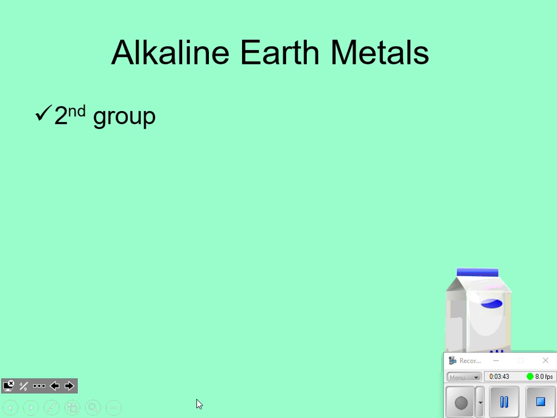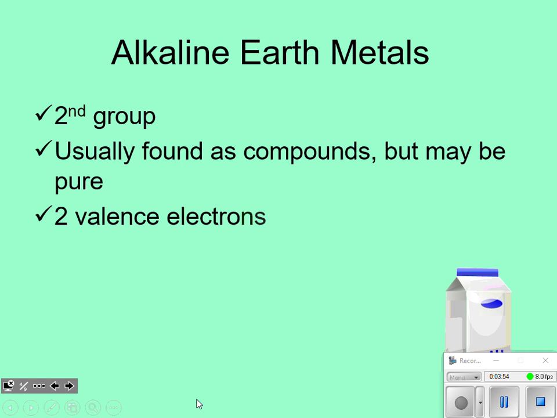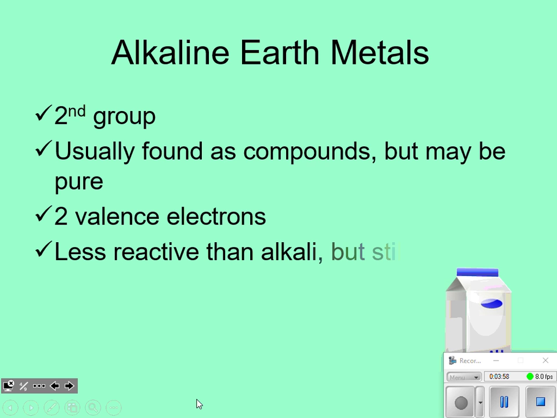Second column of the periodic table is the alkaline earth metals. They're also fairly reactive, so they're found as compounds in nature, but sometimes they're pure. They have two outer electrons because they're in the second column. So once again, they are less reactive than alkali, but still fairly reactive.